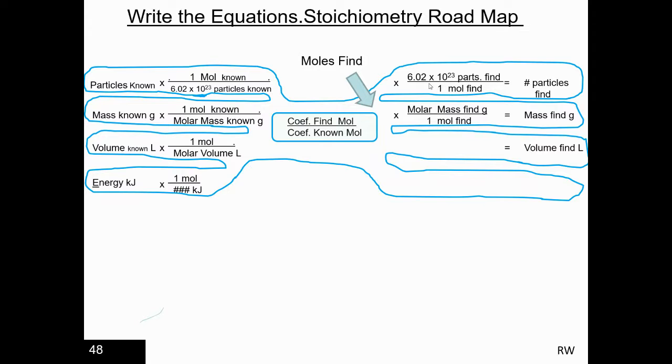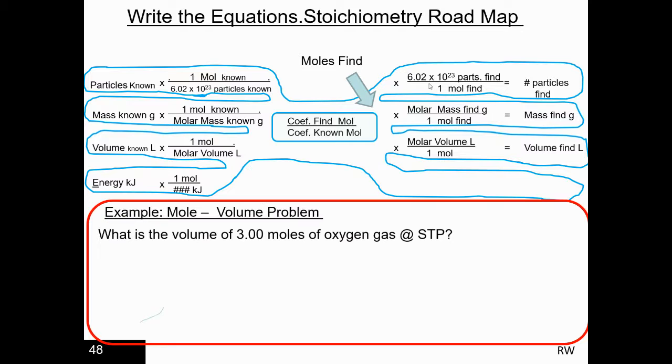And let's assume STP for this problem. You'd multiply by the molar volume in liters of that gas over 1 mole of that gas. And since we're assuming STP, we know the number is 22.4 liters of a gas over 1 mole of the gas.